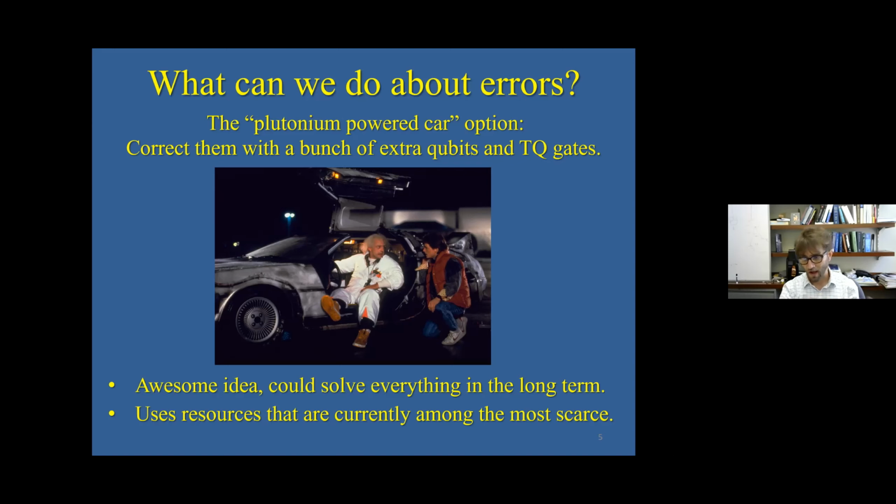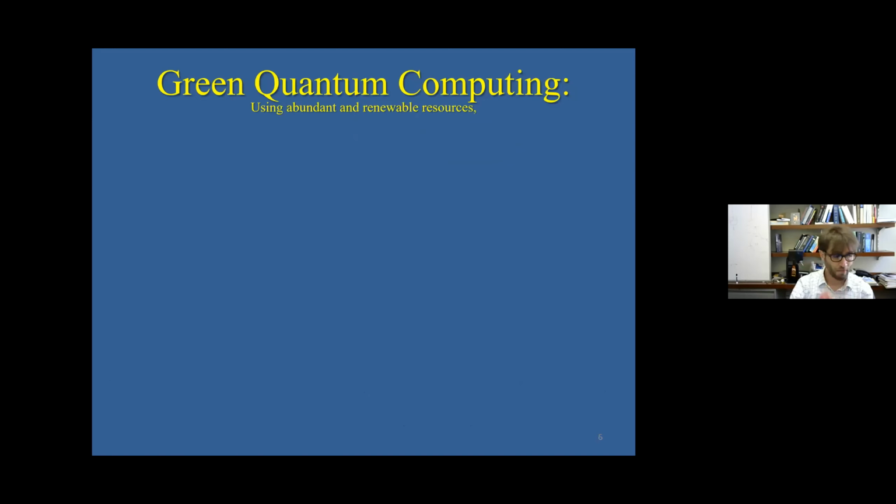Further compounding our difficulties, we can't just skip to the point where those are going to become solutions for us, because I think it is anticipated that this will be the solution in the long term, but we ain't got no time machine. So I'm going to propose the non-plutonium-powered car option here. I'm going to call it green quantum computing.